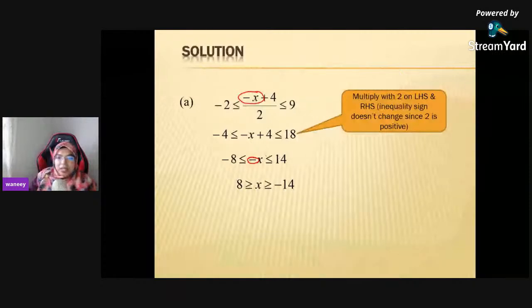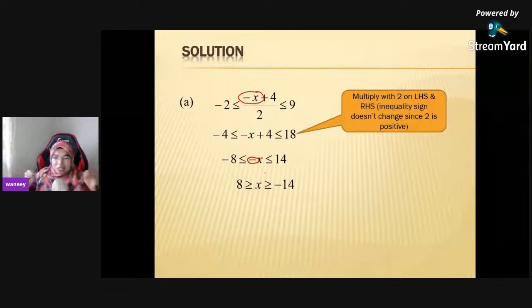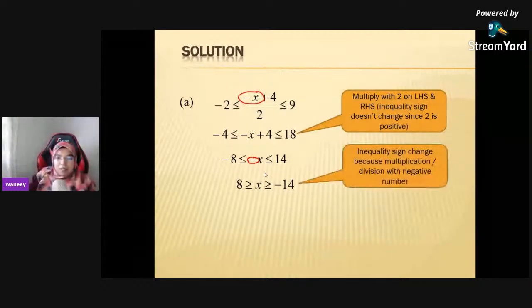So it will be 8 greater than or equal to x greater than or equal to -14, sorry. But this inequality sign doesn't make any sense. So we cannot have something like that, the big number on the left. So we have to flip the number again. So rewrite this in the correct form. So it should be -14 less than or equal to x less than or equal to 8.